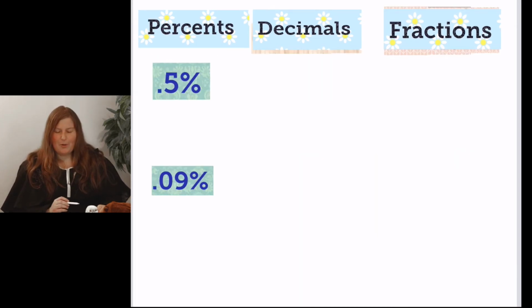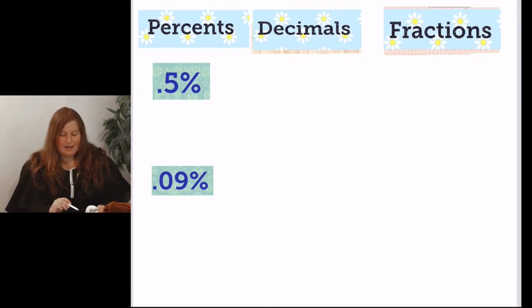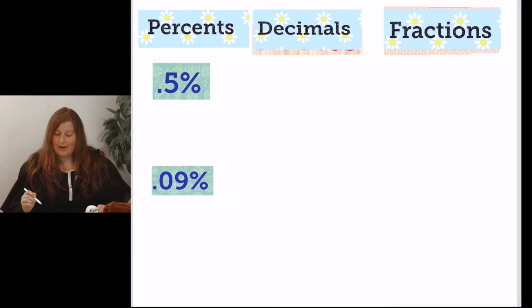The next ones I want to go over are 0.5% and 0.09%. So remember that this is parts out of 100. So what this means basically is that I have a half a part out of 100.